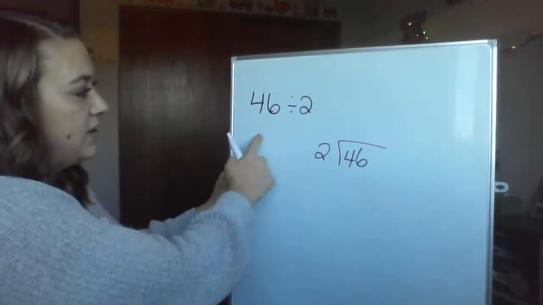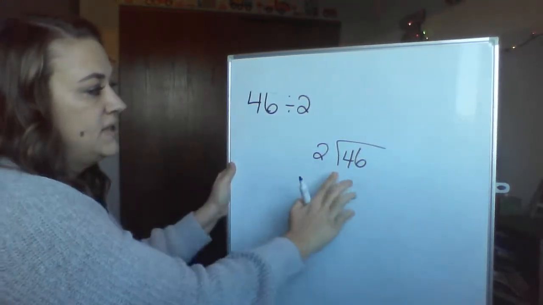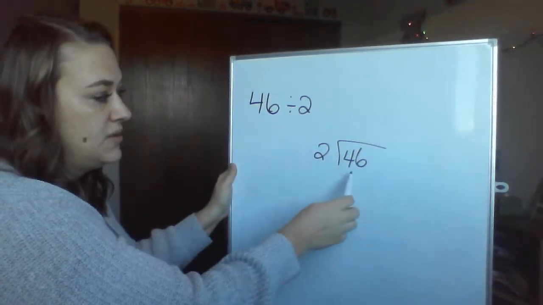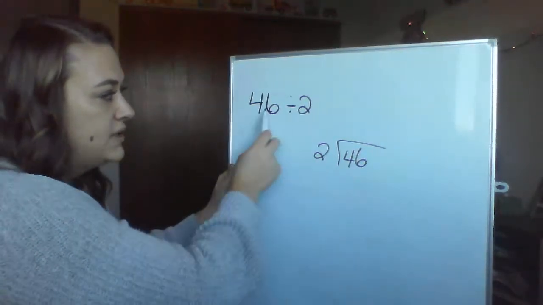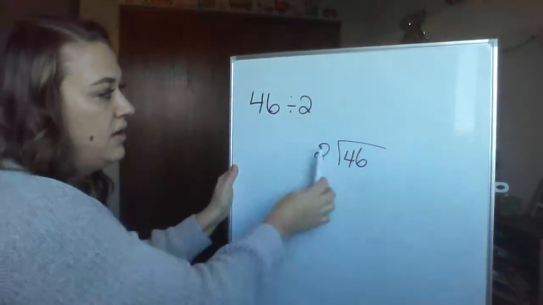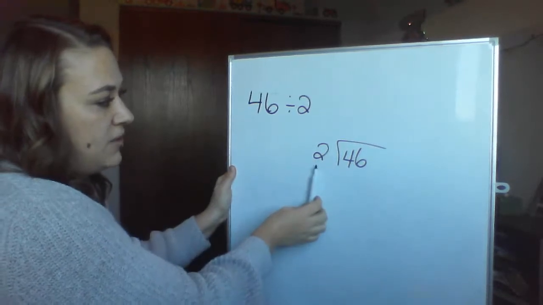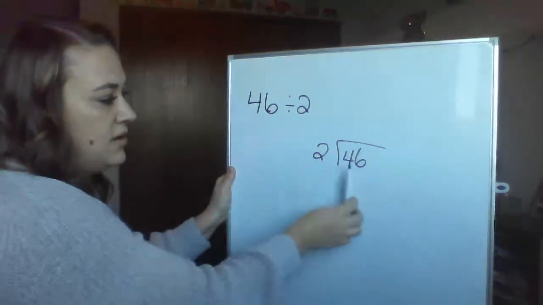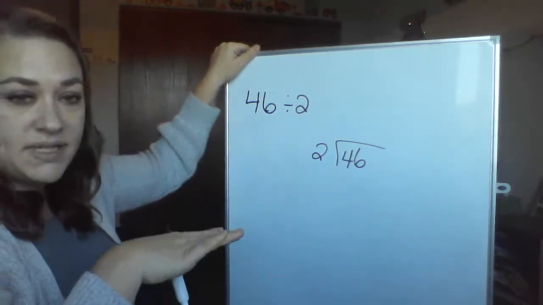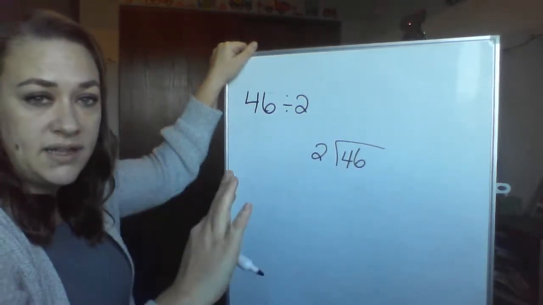Okay, so if I have 46 divided by 2, this is how we set it up in standard algorithm. Here's our larger number, whatever we're dividing, goes in the center. Whatever we're dividing by goes on the outside. This is called our dividend. This is our divisor. And there's a few steps that we take to divide this way.